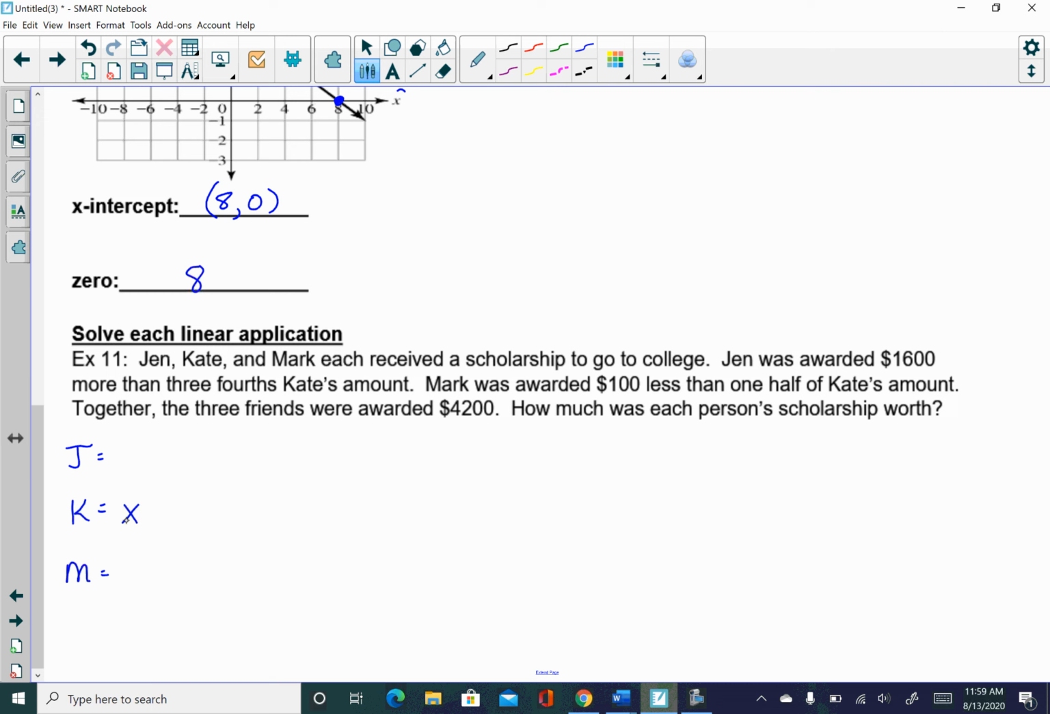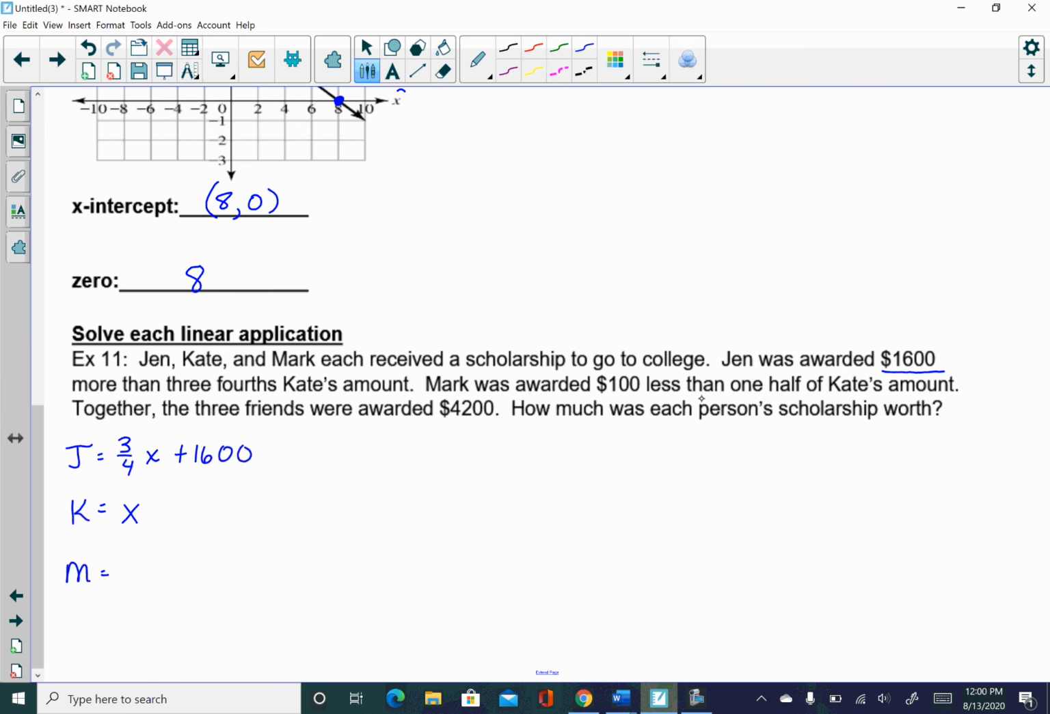We don't know how much hers is. We don't know at the moment how much any of the three are, but we certainly don't have any other information about Kate. Now, if we go back to that second sentence, it says Jen was awarded, now we want to translate. Jen was awarded $1,600 more than 3/4 Kate's amount. So hopefully you would agree with that. $1,600 more than, that's going to entail that we're adding 1,600. 3/4 Kate's amount. So Kate's amount is X. I want to write 3/4 of that. That just means 3/4 times X. $1,600 more than, so adding 1,600, 3/4 Kate's amount. If you were thinking 1,600 plus 3/4 X, same thing, okay? That's perfectly legal. Let's go to our next sentence.